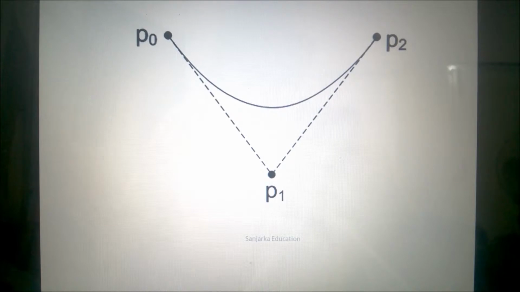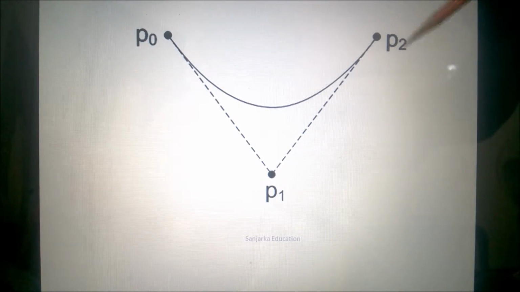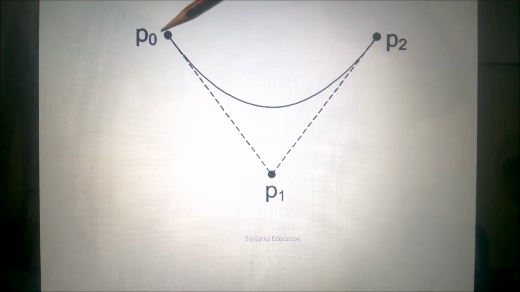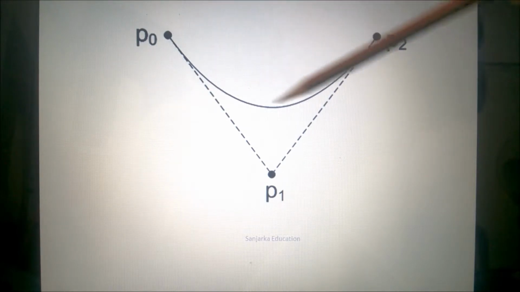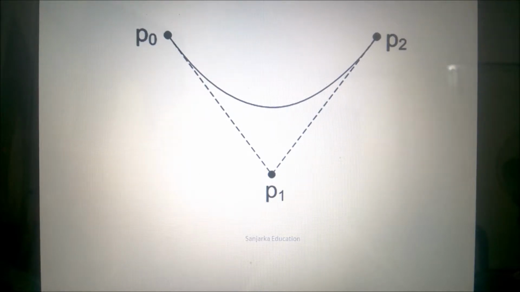Now you can see there are three control points given: P0, P1 and P2. The expected curve is the solid line. You can see this is the expected curve. Now I'll tell you some properties of the Bezier curve. You can see here the curve starts at the first control point and ends at the last control point. That is the first property.